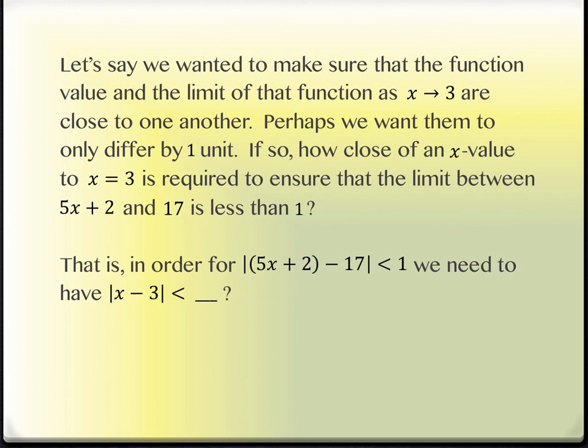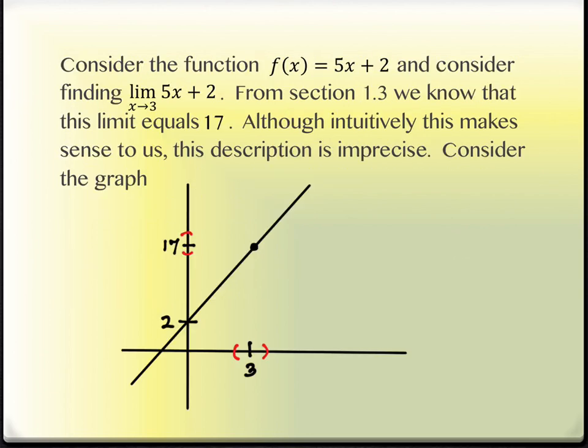So let's say that we wanted to make sure that the function value and the limit of that function as x approaches 3 are close to one another. That's what we just said. Perhaps we want them to only differ by 1 unit. If so, the question is how close of an x value to x equals 3 would be required to make sure that we're as close to 17 as 1. In other words, over here in my picture, I want these numbers to be 16 and 18. I want to be within 1 of 17. The question is, how close do I need to be to 3 to make sure that that really happens? Does everybody understand what I'm saying?